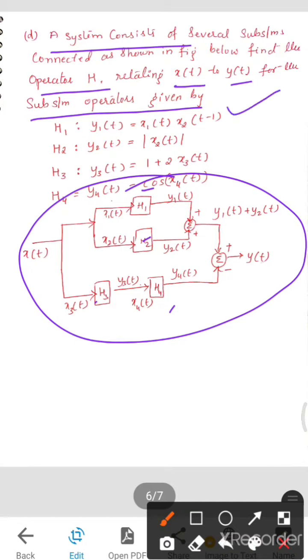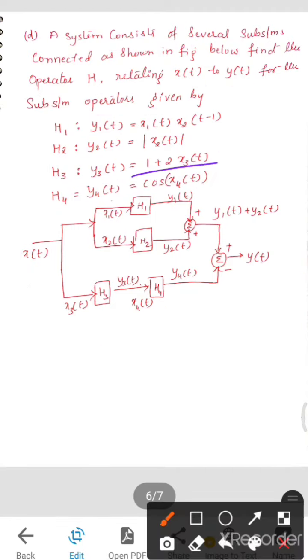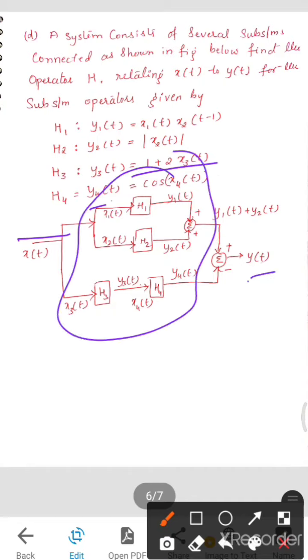H1 is nothing but y1 of t, which is equal to x1 of t into x2 of t minus 1. Similarly, H2 they have given is y2 of t, which is the magnitude of x2 of t. H3 will be equal to y3 of t, that is 1 plus 2 x3 of t. H4 equal to y4 of t, cos of x4 of t. Now they have given in the diagram that the input signal x of t is interconnected like this. Then this is y of t.